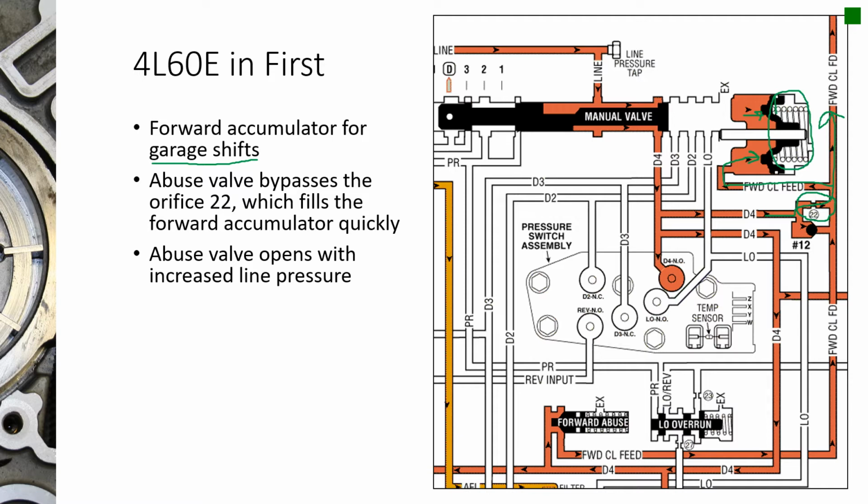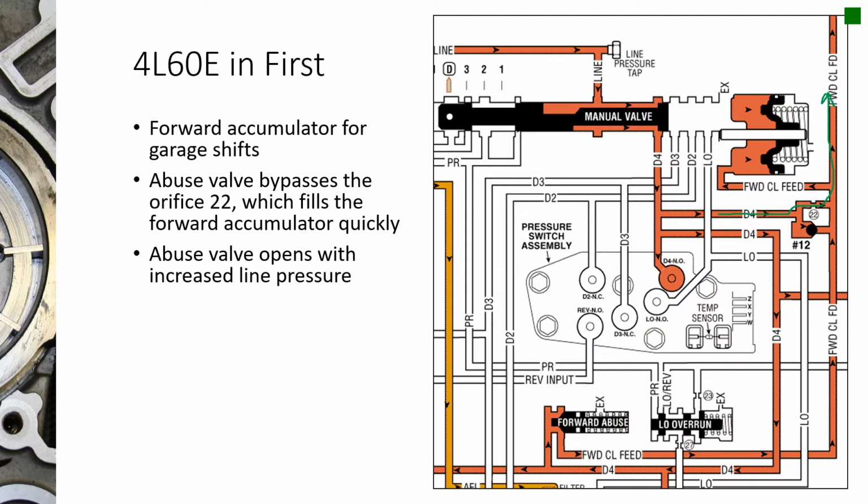Actually, very early 700 R4s didn't even have it. They only had the orifice. They didn't even have a forward accumulator. And then what happened, let me just back up. The only reason why they did that is because they figured it really shouldn't matter. If the engine's idling and you put it into drive, if we just regulate through the orifice, we should be able to control the clutch application.